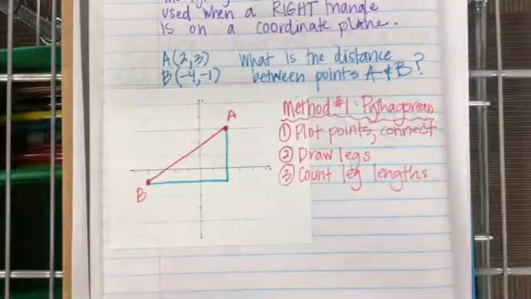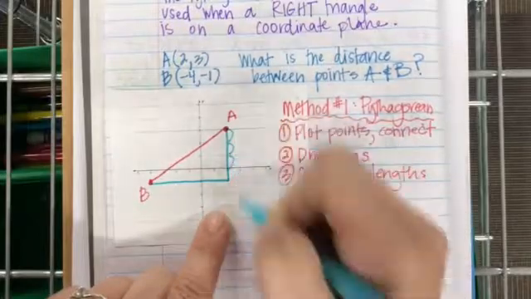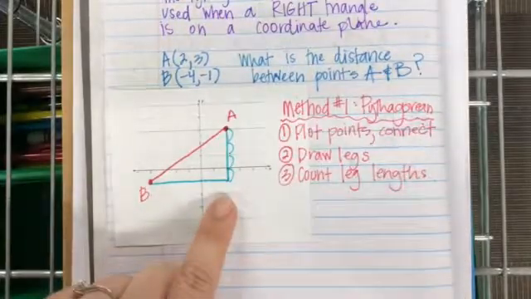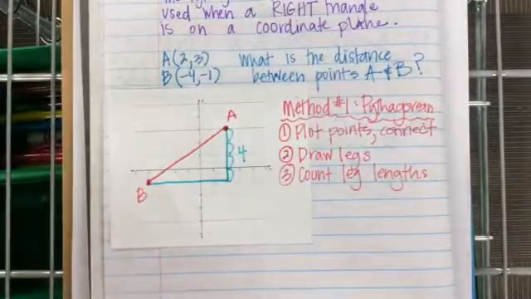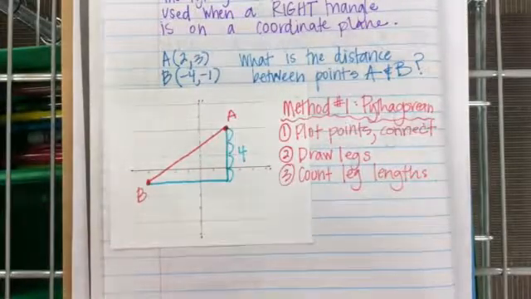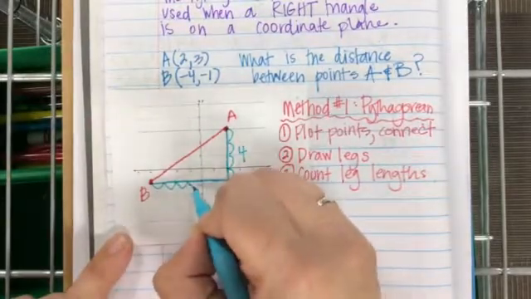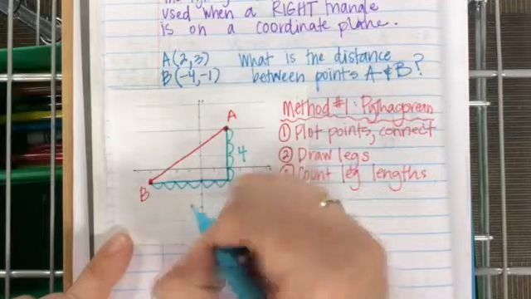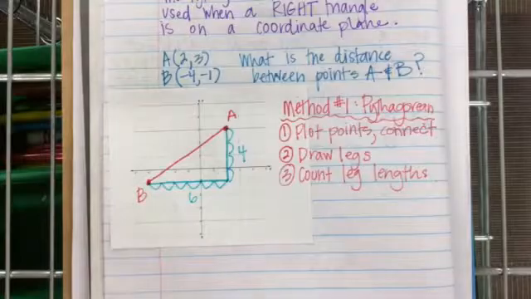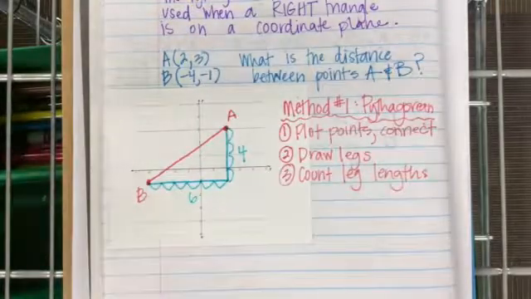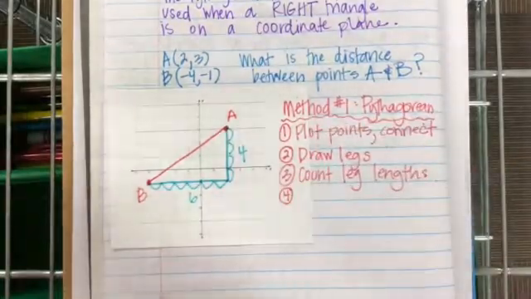Now I can count the legs because are these things that I can count? Yes. 1, 2, 3, 4. I can count that because they're perfectly on the grid lines. And this one is 1, 2, 3, 4, 5, 6. What do you think step 4 is going to be? Use the Pythagorean theorem. Use the Pythagorean theorem, and what are we solving for? Hypotenuse.